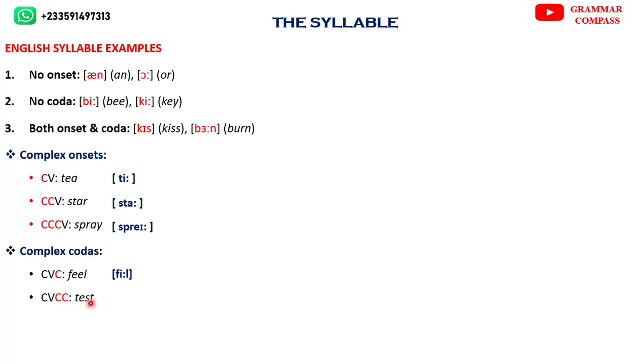Another syllable is the word test. It has two consonants as codas. Remember, the codas are the consonant sounds that come after the nucleus. Therefore, in transcription, we will have two consonant sounds after the nucleus, that is e. Now the next one is a complex coda with three consonant sounds.